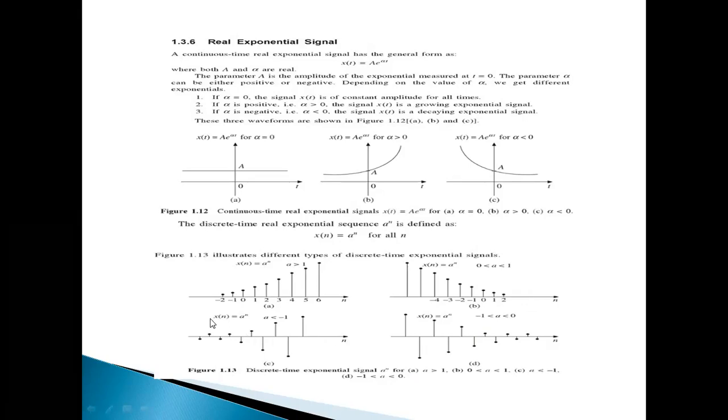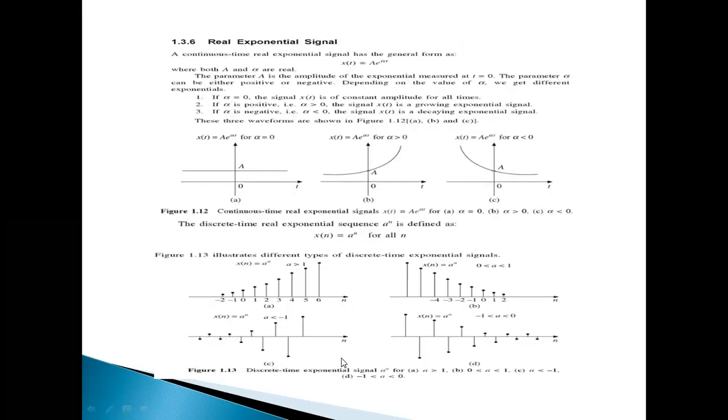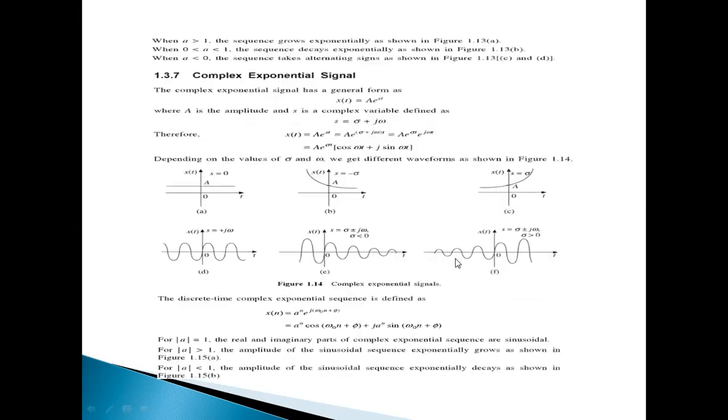A less than minus 1, we get a zigzag. One time it is positive, negative, positive, negative values. Before that, when A is greater than 1, the sequence grows exponentially, meaning rising, as shown in the figure. And when 0 less than A less than 1, the sequence decays exponentially, and that is shown in figure 1.3 B.